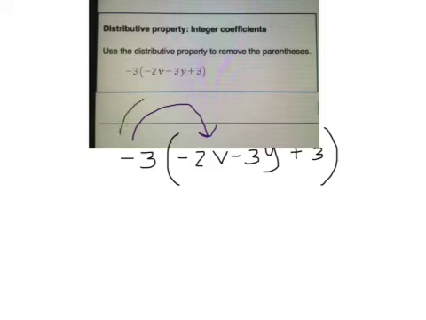Now I've got a -3 times -3y, and then I am going to finish this up with my -3 times a positive 3. If you take a moment and solve this, I'm then going to show you what I have as an answer, and hopefully we've got the same thing.